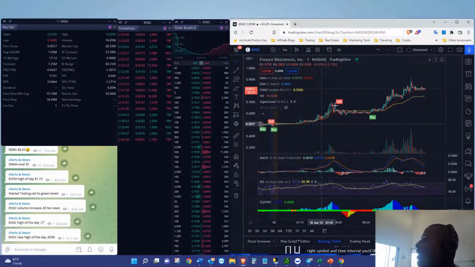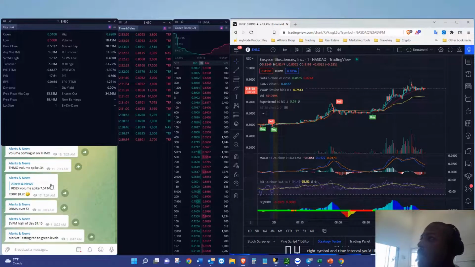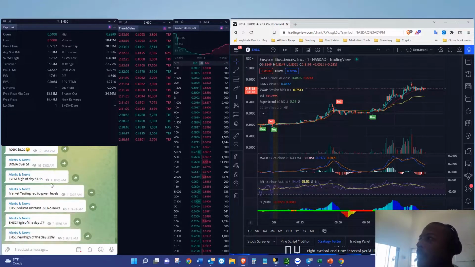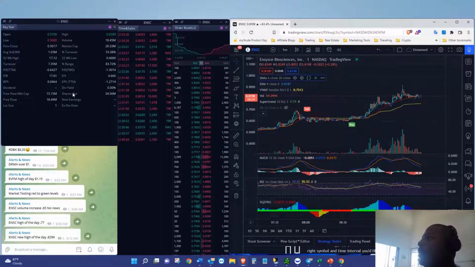So when you see something like that, this thing is on the move, it might be worth getting into. Find an entry point. And this goes the same for any stock that you're looking at. There's no news running, so I might be a little bit worried about why it's running off of just pure volume. But that's just what I want you guys to know.